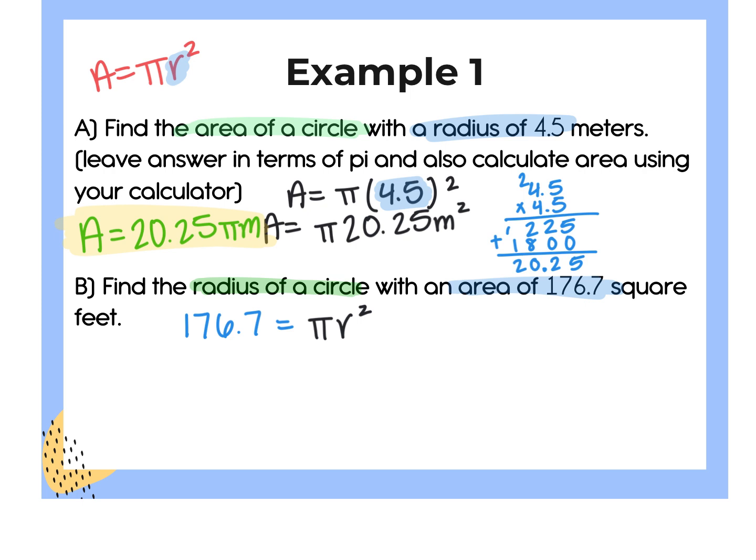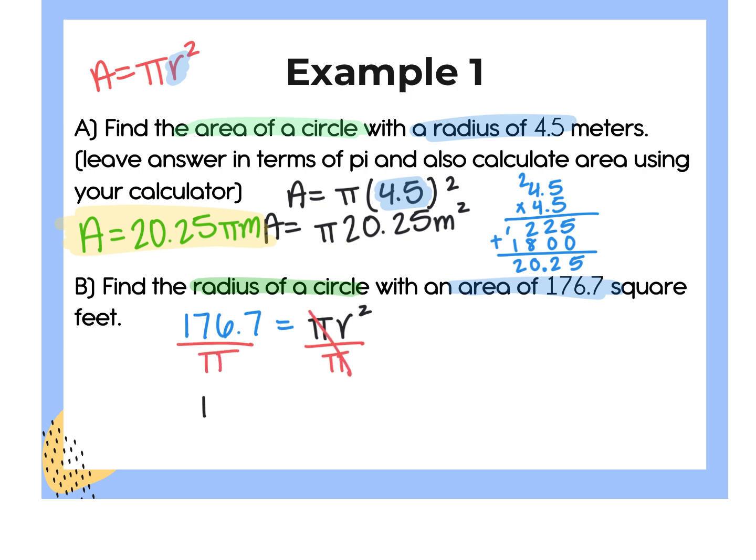Now looking at it, how do I solve for my radius? What do I have to do first? Okay, I'm trying to get r by itself. What should I get rid of? The pi. I have to get rid of the pi first because it's pi times r. How do I get rid of the pi? Divide by pi on both sides.